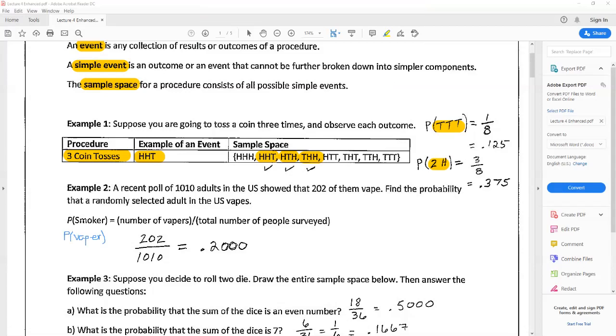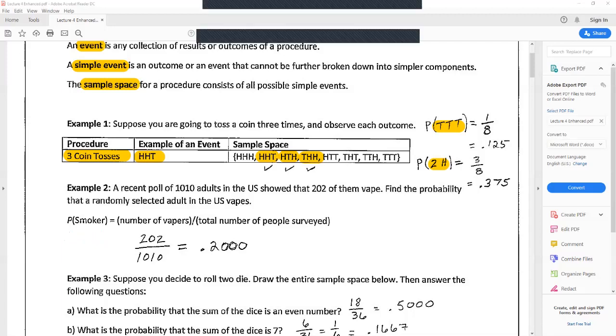So if we did a randomized poll and found out that 202 out of 1,010 adults vape, if you were to randomly choose an adult, what's the probability that that adult vapes? Well, that's going to be 202 divided by 1,010, which is 0.2, which is 20%. So 20% of adults vape. Therefore, you would have a 20% chance of randomly selecting an adult who vapes. Okay. Let me try to get rid of that little adjustment there.